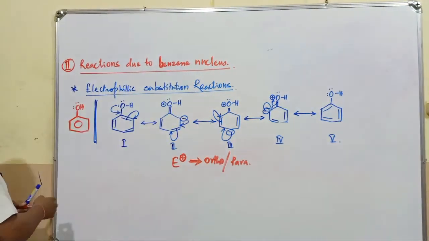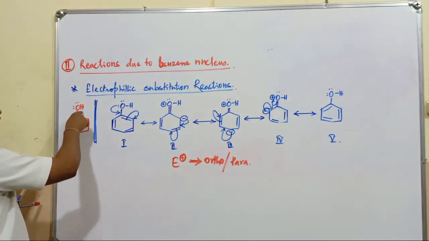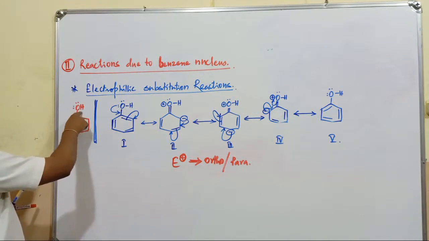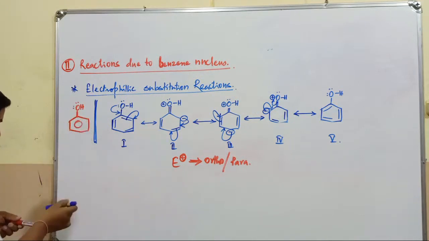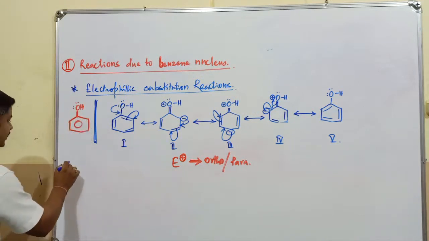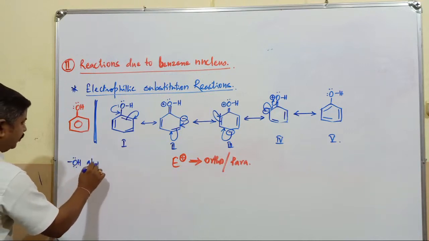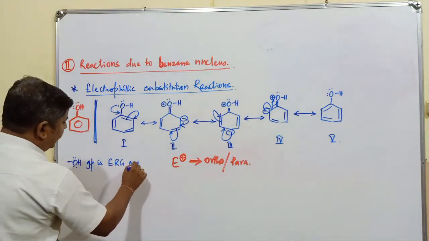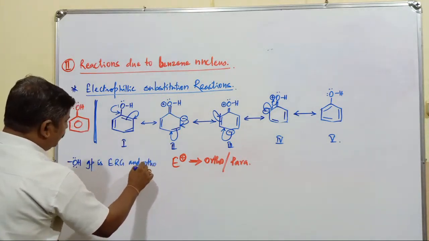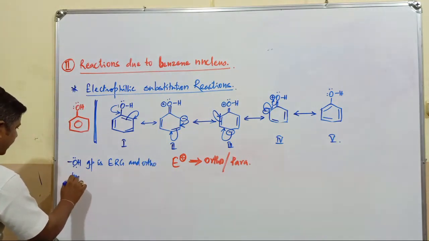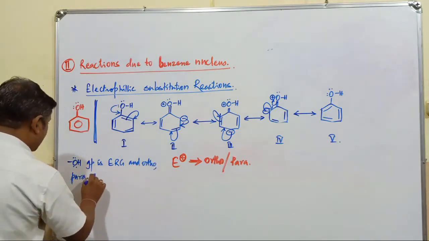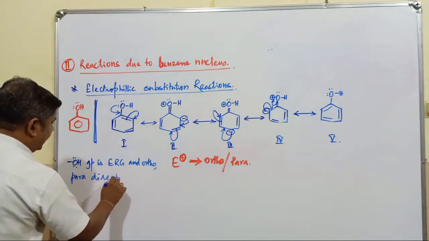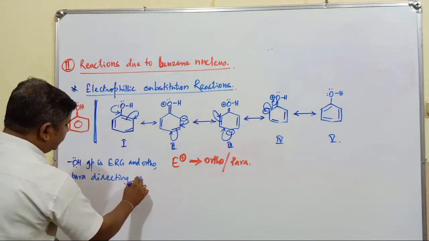Hence, whatever OH group is present in phenol, the phenolic OH group is an electron releasing group. Electron releasing means it is considered as an ortho para directing group. So OH group is an electron releasing group and ortho para directing group. Ortho para directing group towards what reactions?